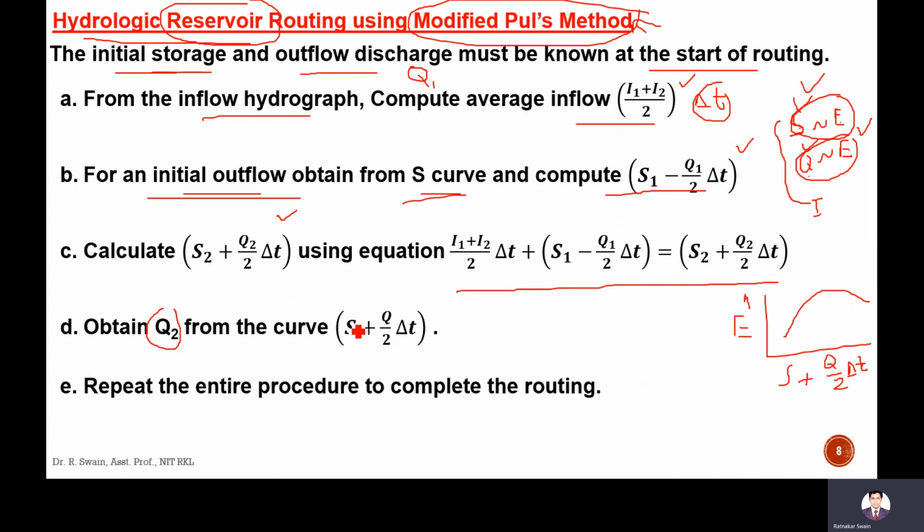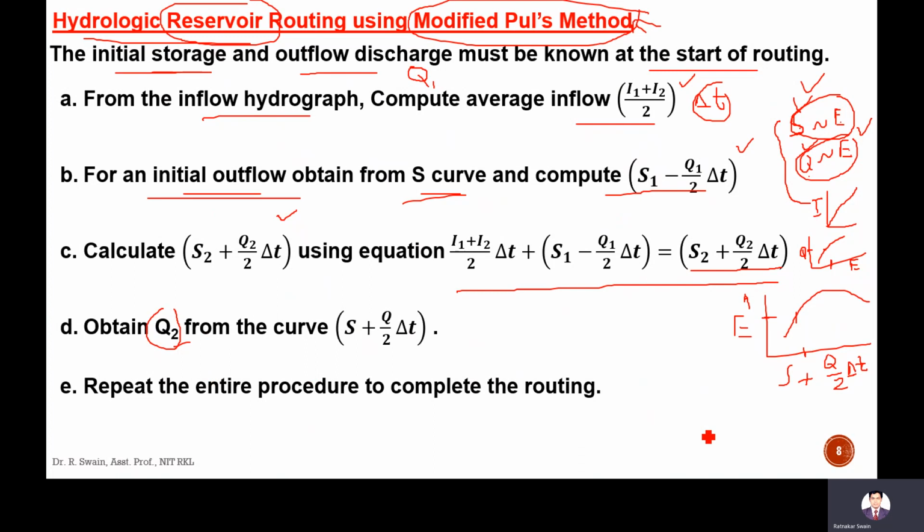Okay. So here, if you can determine S plus Q by 2 delta T, the S2 plus Q2 by 2 delta T, if we have this value, then from here the elevation can be determined. And from the elevation, we already have this plot, elevation versus Q. From that particular elevation, the discharge can be estimated, meaning the Q2 can be estimated. So repeat the entire procedure to complete the route.